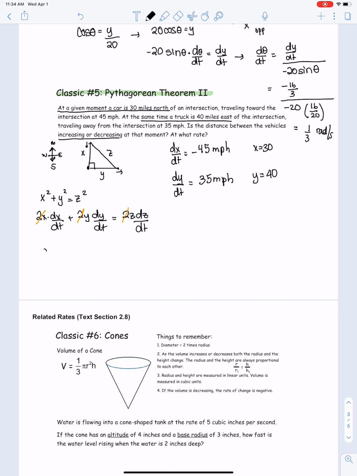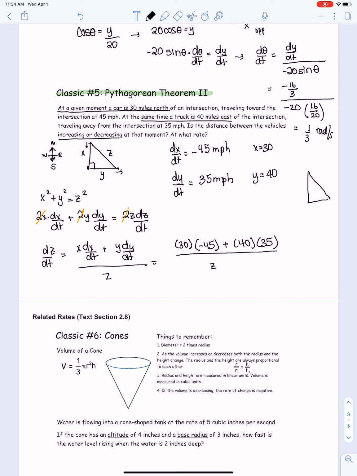So I want to isolate for dz dt, which I'm going to do first. And I'm going to get x dx dt plus y dy dt, and I'm going to divide both sides by z. So now I'm just going to sub my values in. X is 30. Dx dt is negative 45. Plus y is 40. Dy dt is 35. Divided by z, which I don't know at the moment, but I can find it.